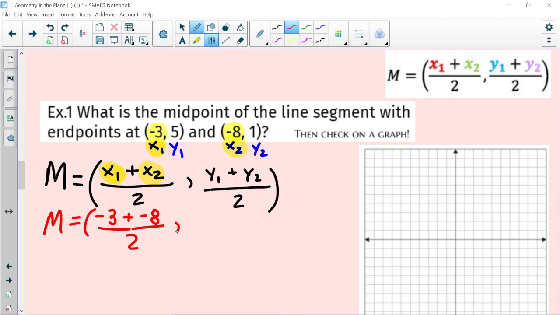Comma, now we're going to do the same thing with our y's. So I'm looking at the y1, which is 5. My y2 is 1. And we're going to plug our y1 and y2 into the formula. So 5 plus 1, all over that 2, because we're, again, finding the average of the y values.